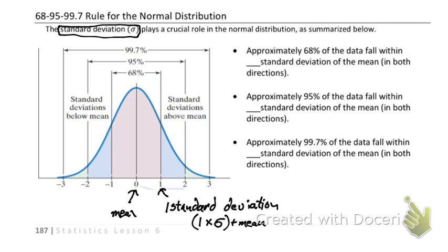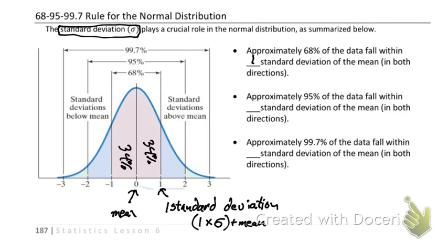Now, when we break that apart, it's called the 68, 95, 99.7 rule. Approximately 68% of data fall within 1 standard deviation of the mean in both directions. So if you look at that 1 and negative 1, between those, 68% of your entire data lies right there, which means we can actually subdivide that even further. We can say, well, between 0 and positive 1 would be 34%. And between 0 and negative 1, 34% of our data is there.